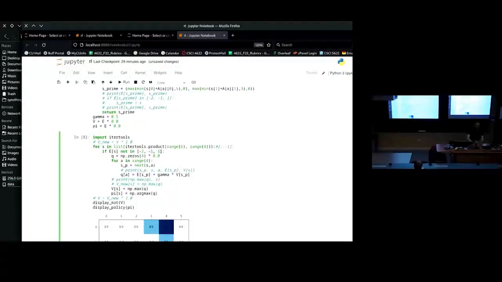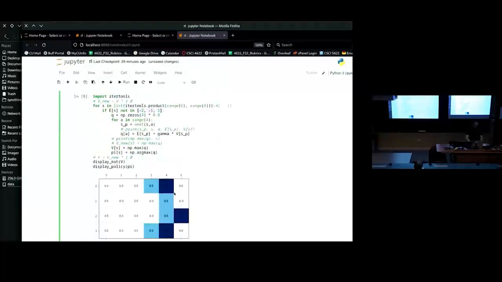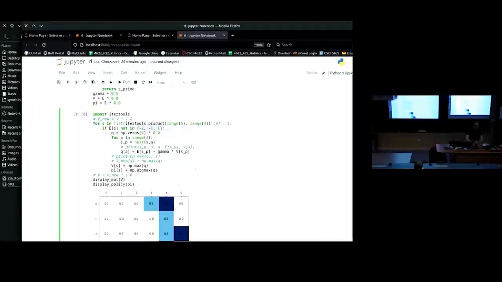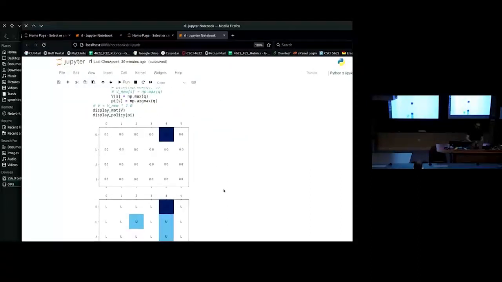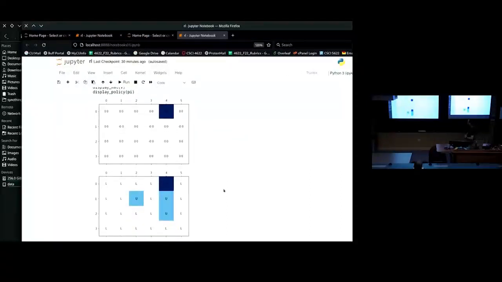So I'm avoiding these positions, which is either the target or the penalty or the wall. I cannot access those states, okay? So at my initial update, this is the synchronous one. Sorry, this is the asynchronous one where I'm updating for each state. This is the first iteration that I get, okay? So the first iteration, I explore the environment.